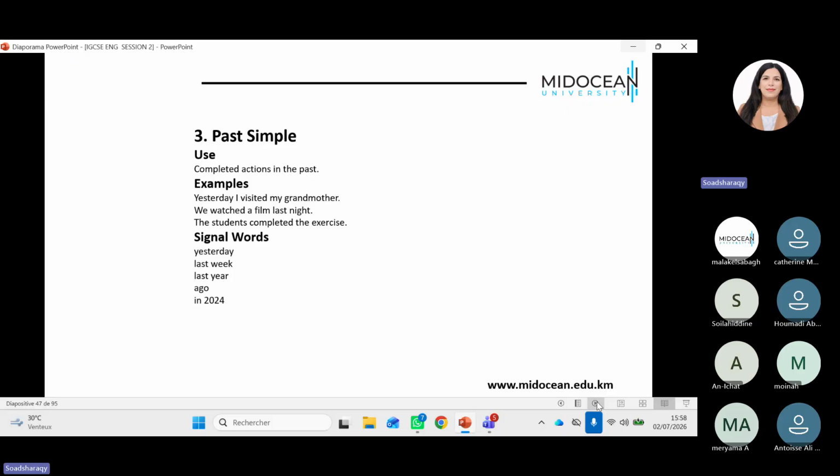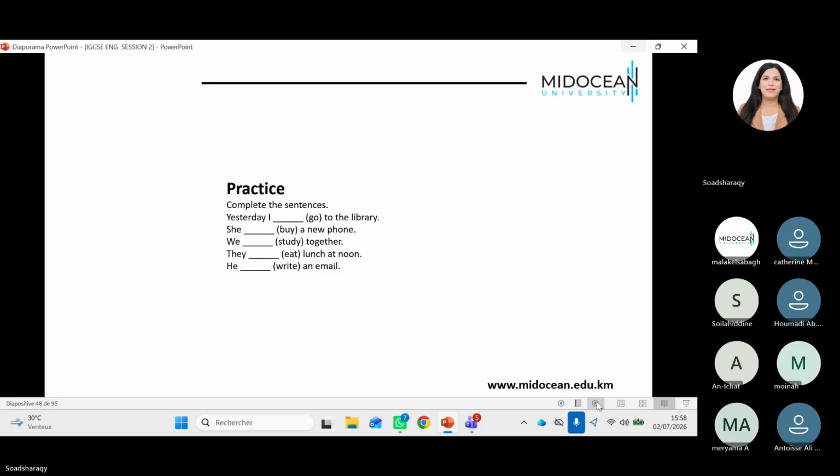Signal words that indicate the simple past: you have yesterday, last week, last year, ago, in 24, in 26, and so on. Okay? Or in 25. So let's practice quickly. Complete the sentences, put the verbs in the simple past tense. Let's listen to who wants to start.